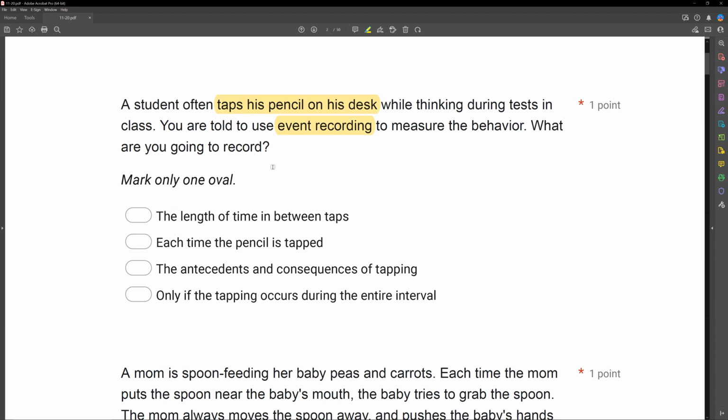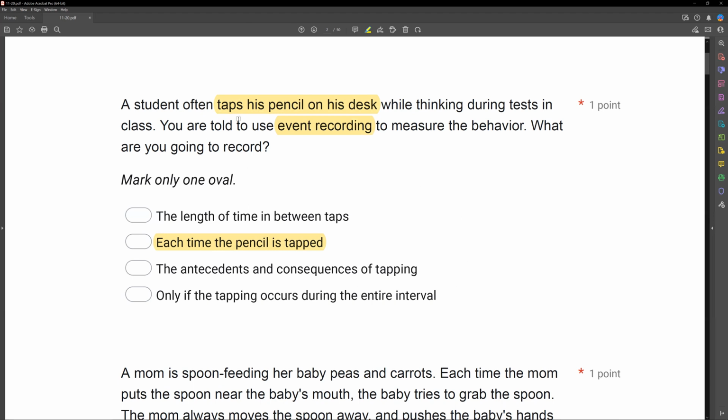We're going to take a recording of the event of the pencil being tapped. C, the antecedents and consequences of tapping. We're not ABC recording here. We're just simply event recording, focusing on the tapping. And then D, only if the tapping occurs during the entire interval. It doesn't say anything about discontinuous or interval recording here. Okay. Focus on what the question gives you. Focus on that information. We're using event recording. We're tapping the pencil on the desk. We're going to record each time the pencil is tapped. This is how you need to walk through every single question. Notice we do all of our work in the question, right? Using the information, and then we evaluate the answer choices.